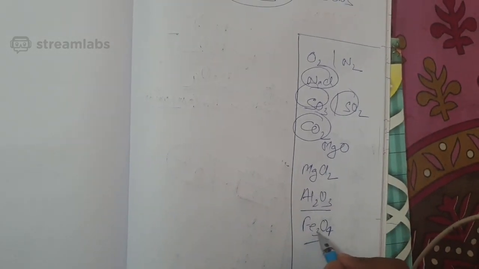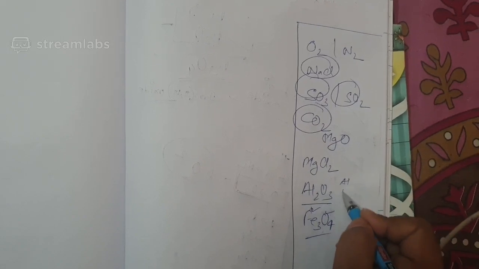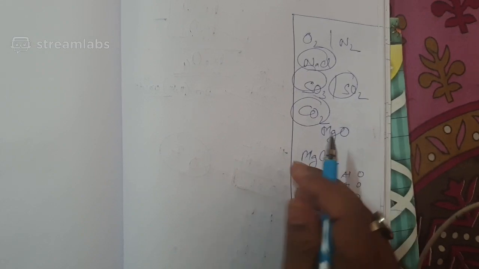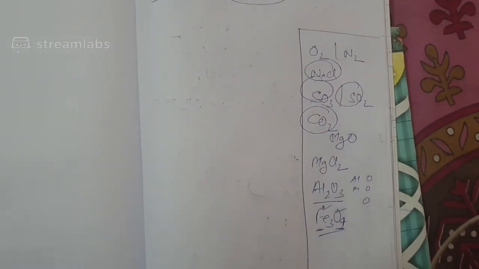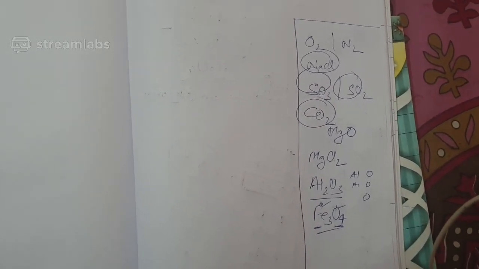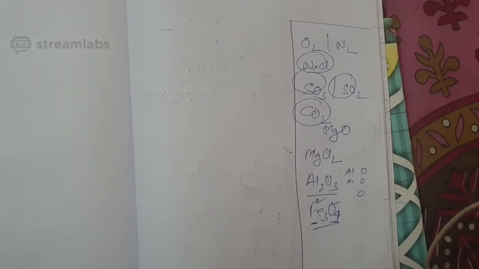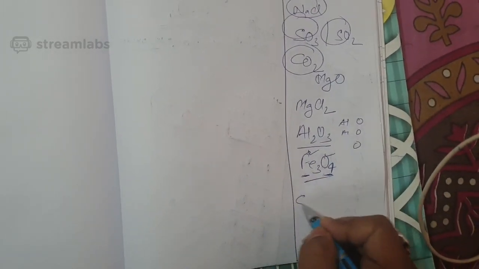So in these molecules there is a force of attraction between the constituent atoms of the molecules, the 2Al and the 3O present here, the 3Fe and the 4O present here. There is a force of attraction between the atoms, and due to this force of attraction, they are bound to each other, they are combined with each other. So you have to understand what is this force or binding force known as? It is known as the chemical bond.